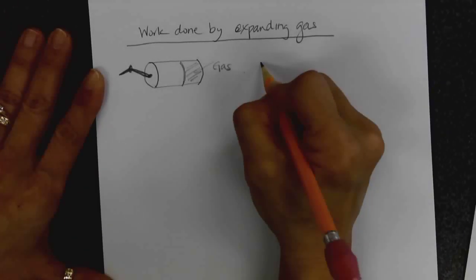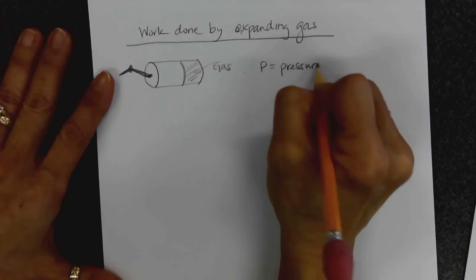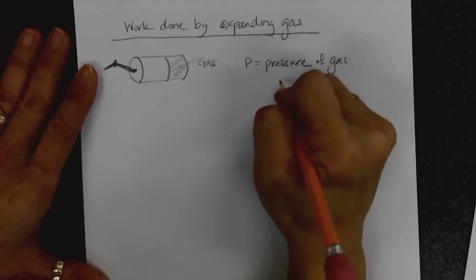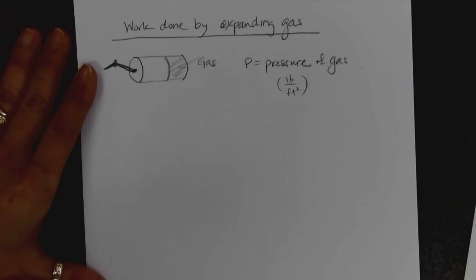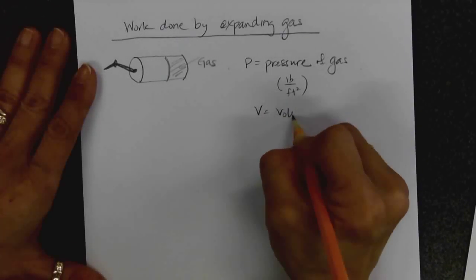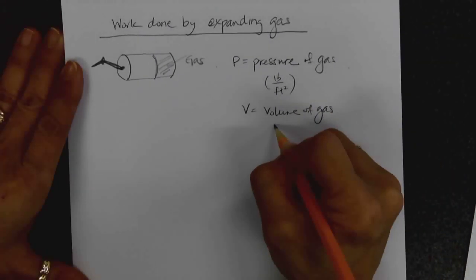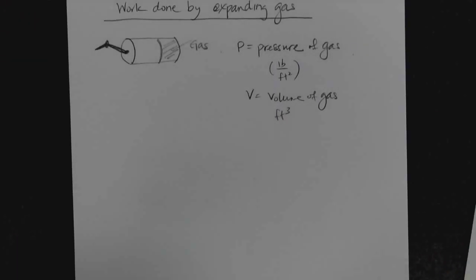Okay. Pressure, which stands for pressure of gas. The units are given in terms of pounds per foot squared. We're going to use volume of gas, which is in feet cubed, right? Volume is feet cubed. Do all those units make sense? Yeah. Okay.